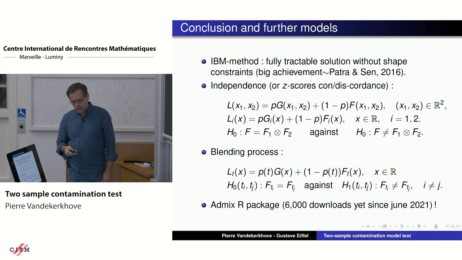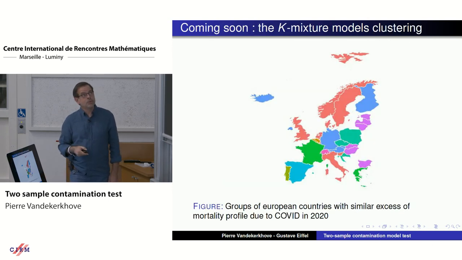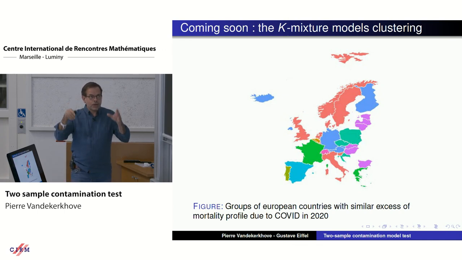Now I would like to introduce some work we are doing with Xavier Millot, Denis Pommeret, and Yassali about mixture clustering. Using this kind of method, we can take pairwise and groupwise the profile of the contamination and try to find groups of countries with the same contamination profile, same features. I think Xavier Millot will talk about this later.